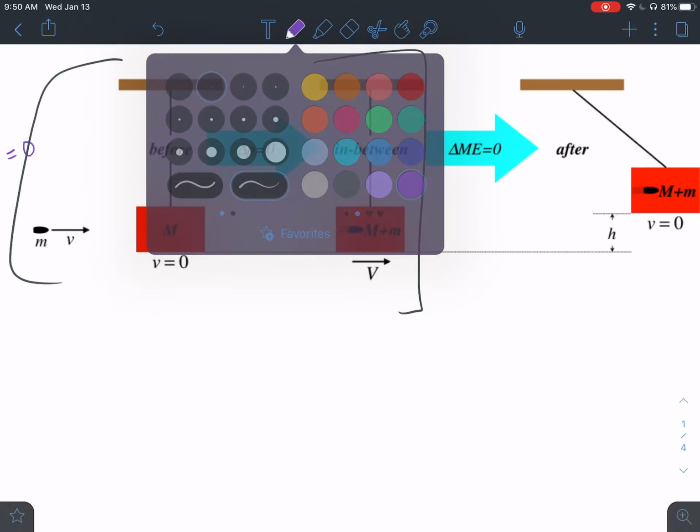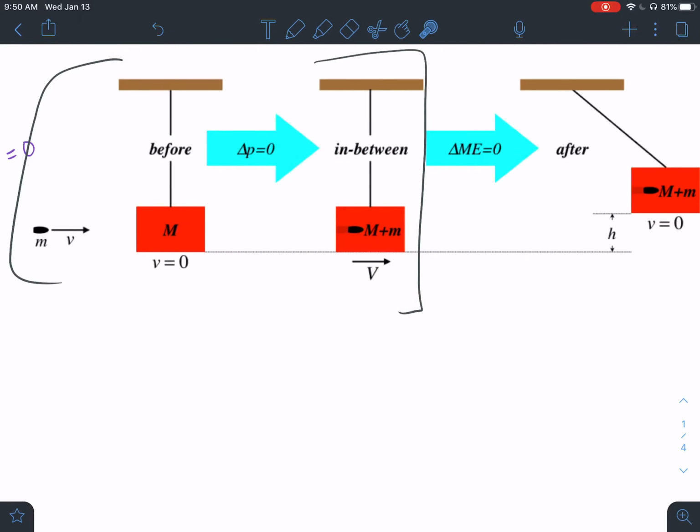But once we get through the collision, now this box is swinging, and we know that when we have something swinging up, going to the top, coming back down, we can use conservation of energy at this point. Notice as I box those off, this in-between part is really both of them. And so this is really important.